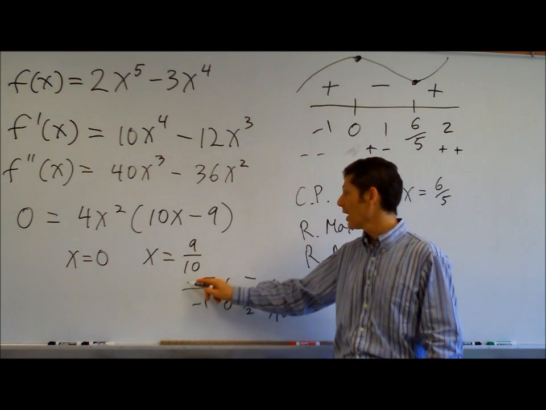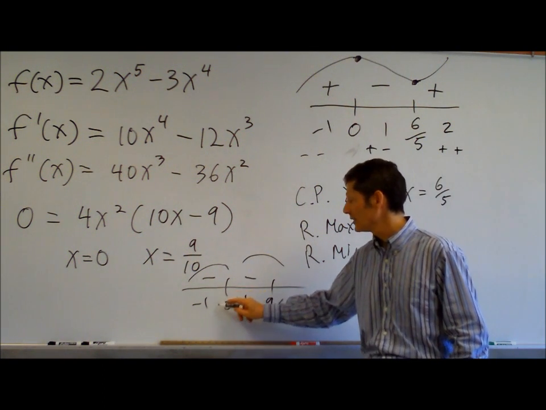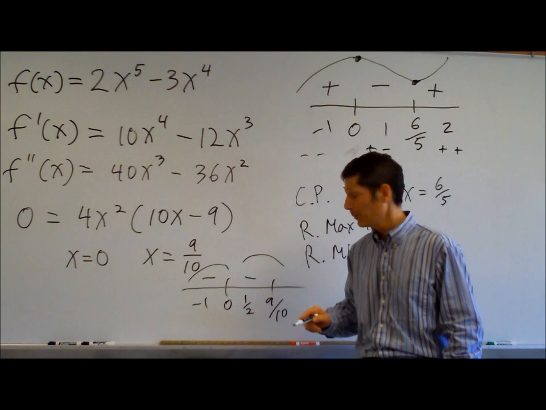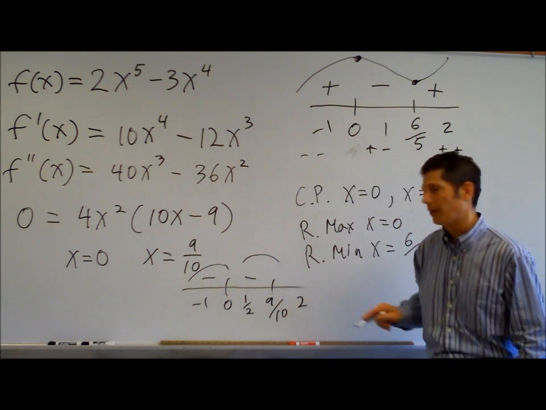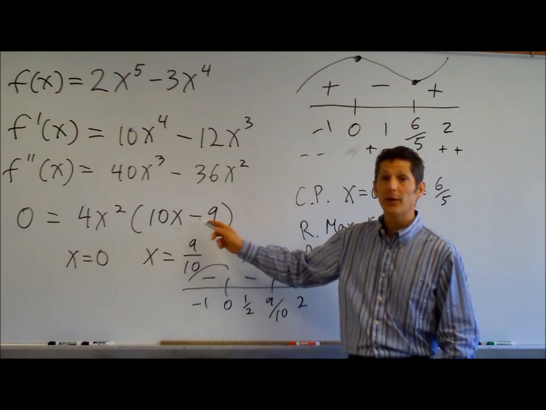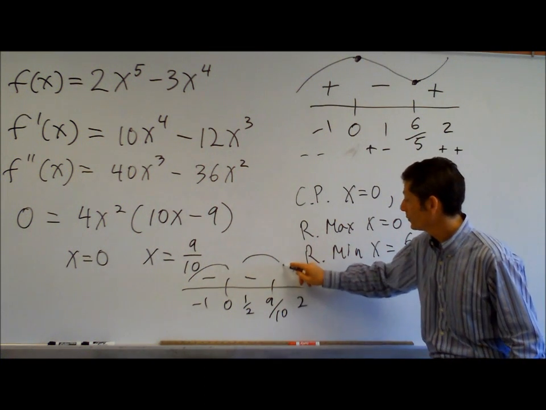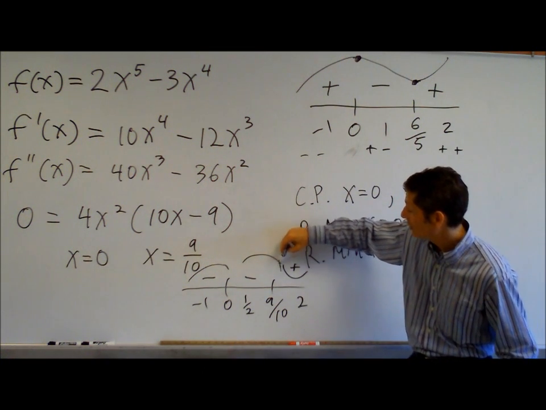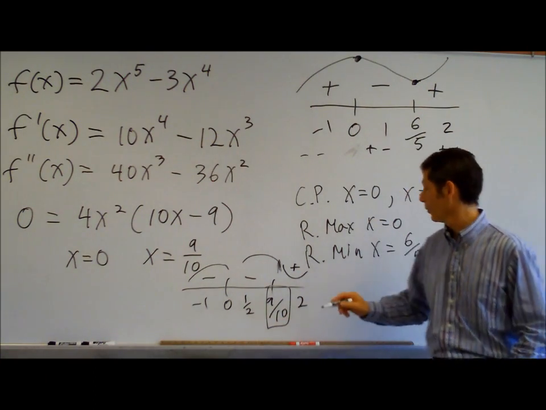So it's interesting. It's concave down here. It's still concave down on this side. So this is not an inflection point at 0. I'll put in a 2 here. Positive. That gives me 20 minus 9. Positive. Positive times positive is positive. So in fact, the concavity changes here at 9 tenths, so I only have one inflection point.